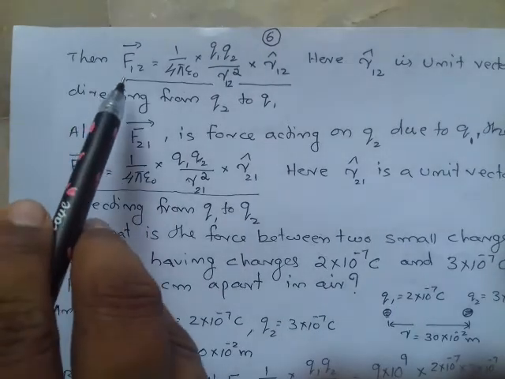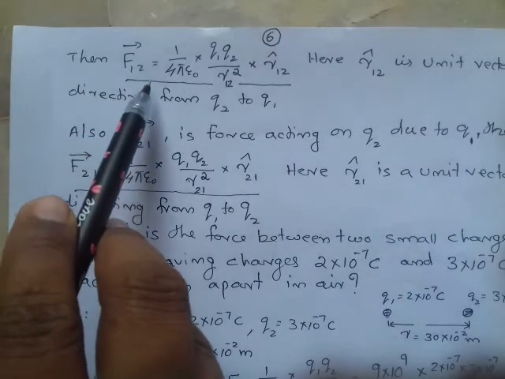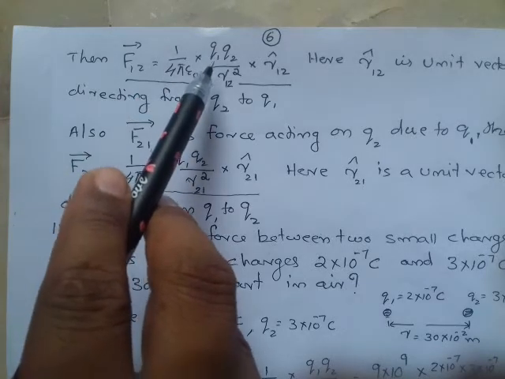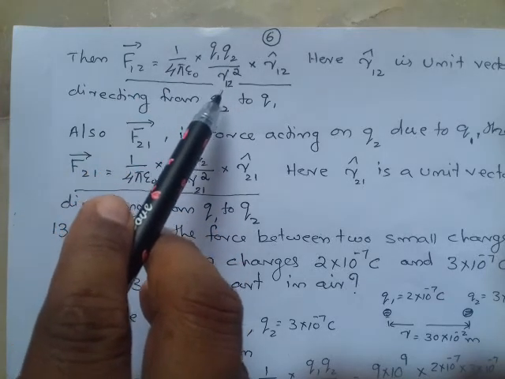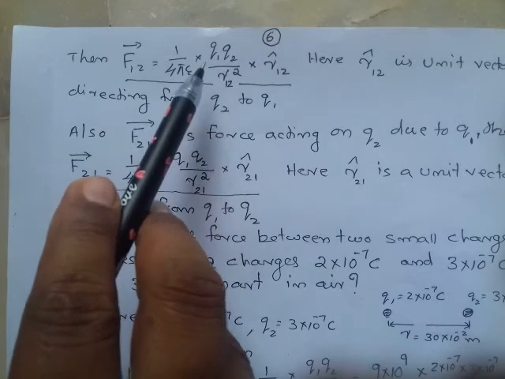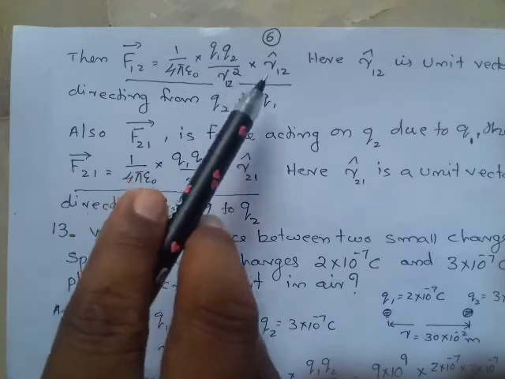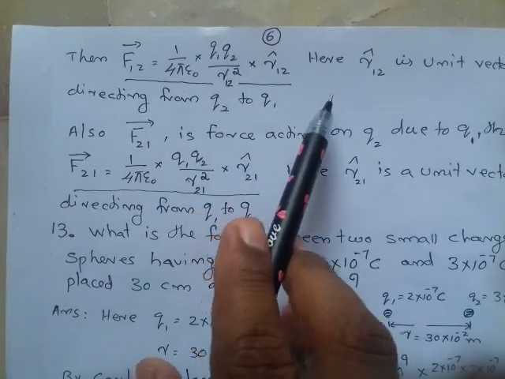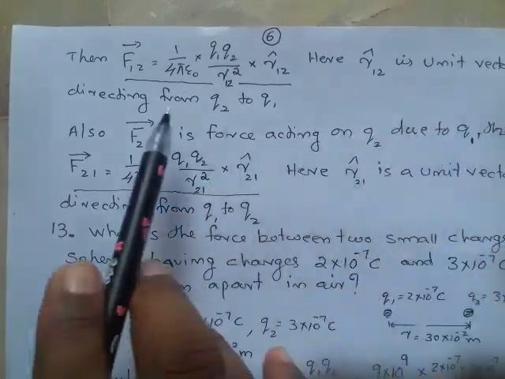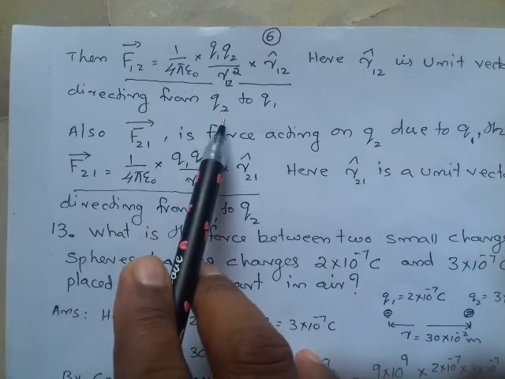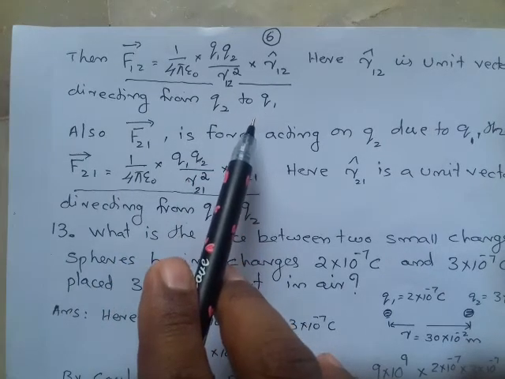The first one is vector F12, that is 1 by 4 pi epsilon 0 q1 q2 by r12 square into r cap 12. Actually r12 is the distance between the two charges, where r cap 12 is a unit vector directing from q2 charge to q1 charge.